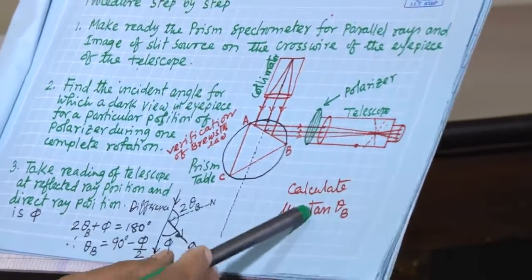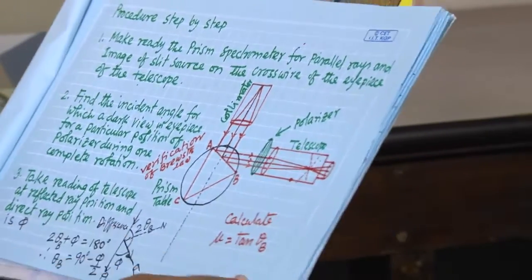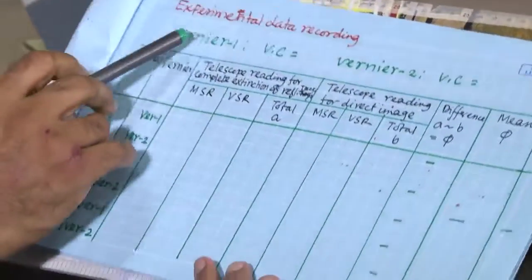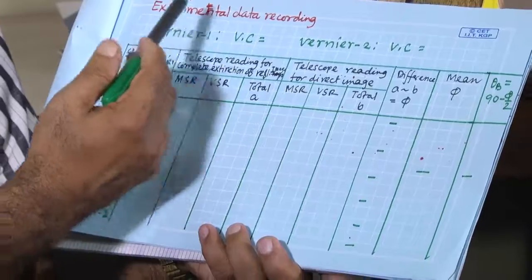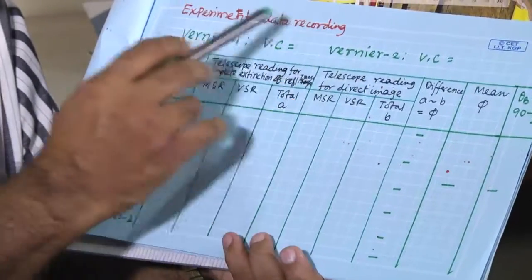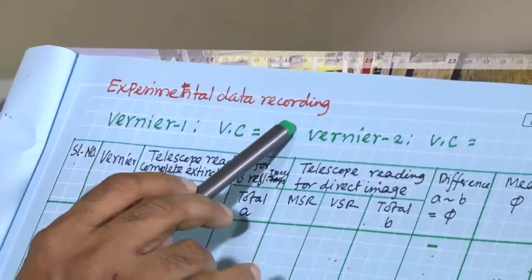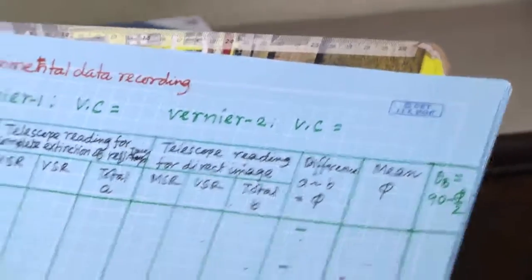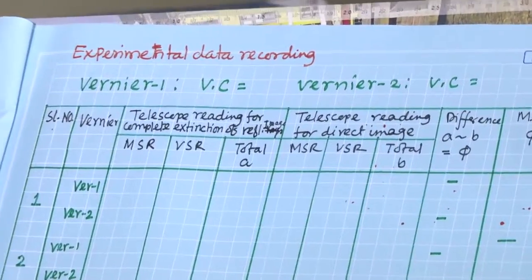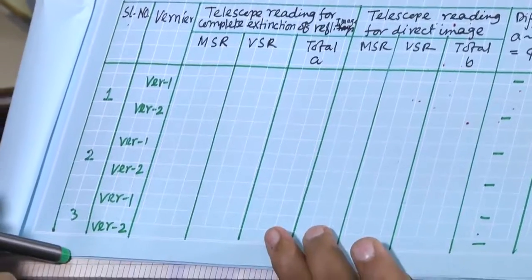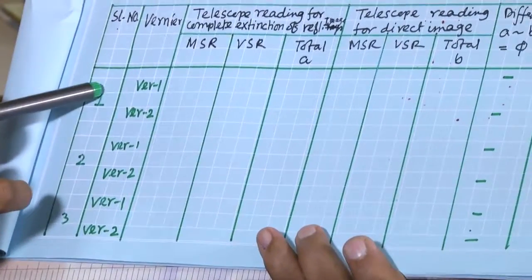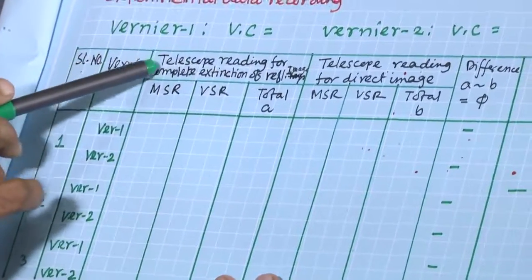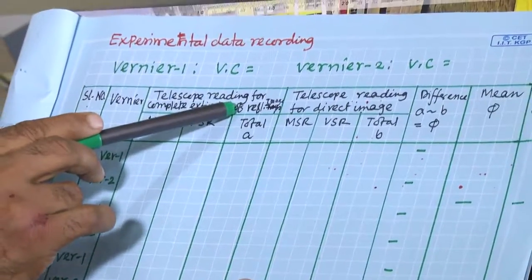Now, when you get theta b, you can calculate the mu. For that we will use the table. So we have to find out the Vernier constant. There are 2 Verniers in the spectrometer, you know, Vernier 1 and Vernier 2. You have to note down, generally both have the same Vernier constant. Note down the Vernier constant. Then your observation numbers 1, 2, 3. So for each incident angle you are checking the telescope reading for complete extinction of reflection.